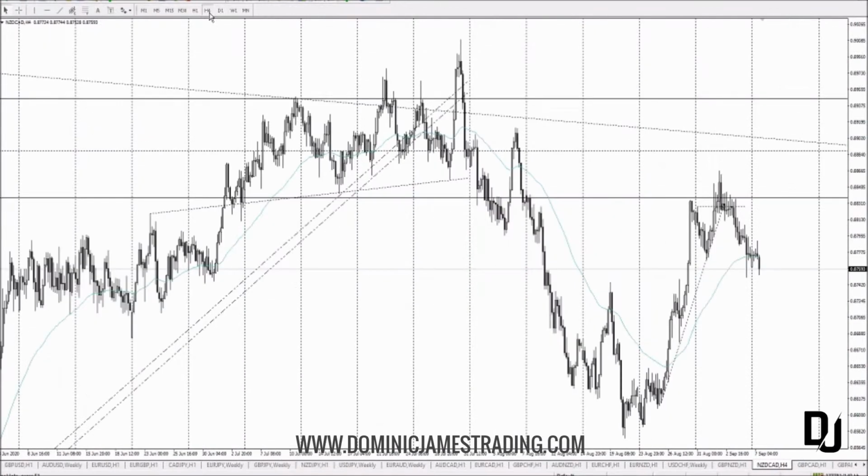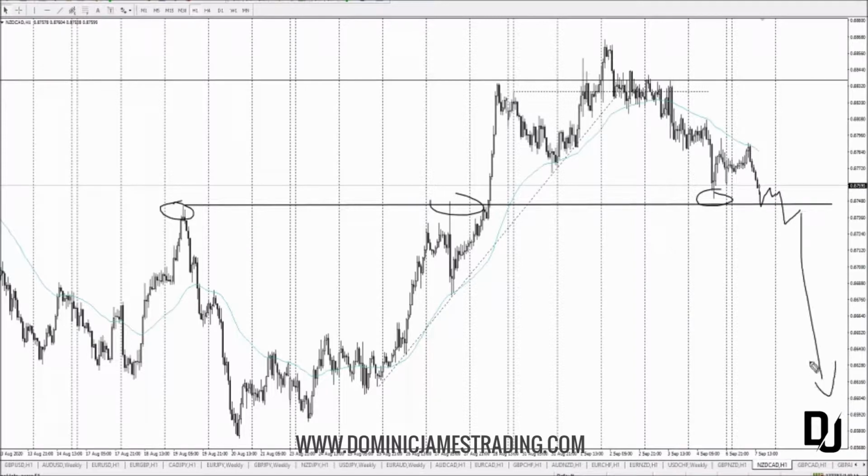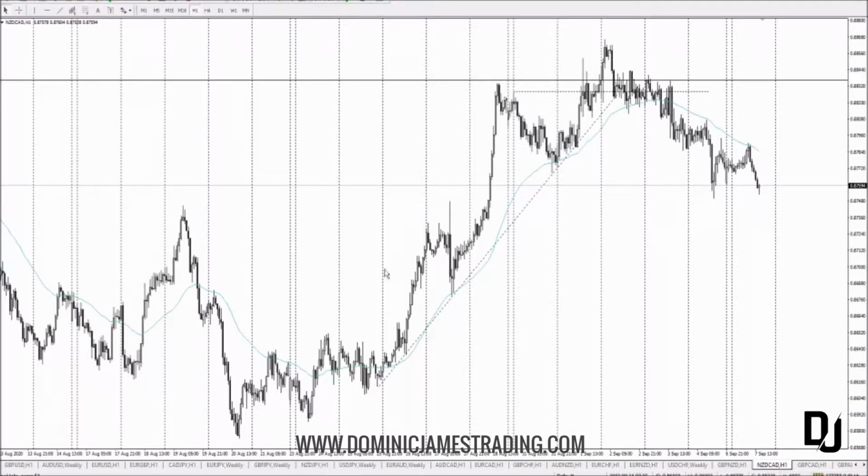A lot of components still need to unfold. Resistance here, a bit of support. So we'll see where Monday closes. If we can close below this level, then I'll look to sell even further. And then we'll finish with dollar yen. Don't really want to keep these too long.